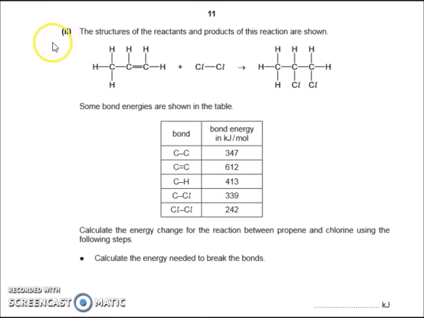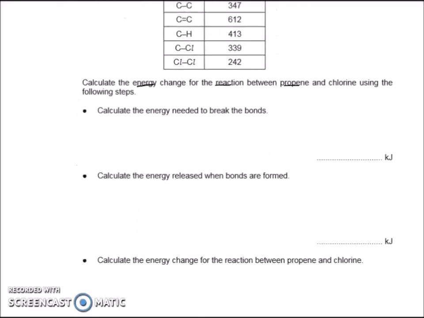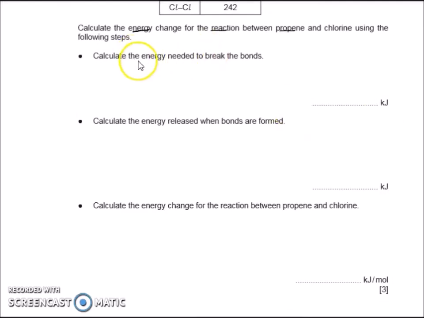So this is the next question here. The structure of the reactant and the product of this reaction are shown, and some bond energies are shown over here. Now they're asking us to calculate the energy change of the reaction of propene and chlorine using the following steps. Let us view the questions first. They are asking to calculate the energy needed to break the bonds, calculate the energy released when the bonds are formed, and calculate the energy change for the reaction of propene and chlorine.